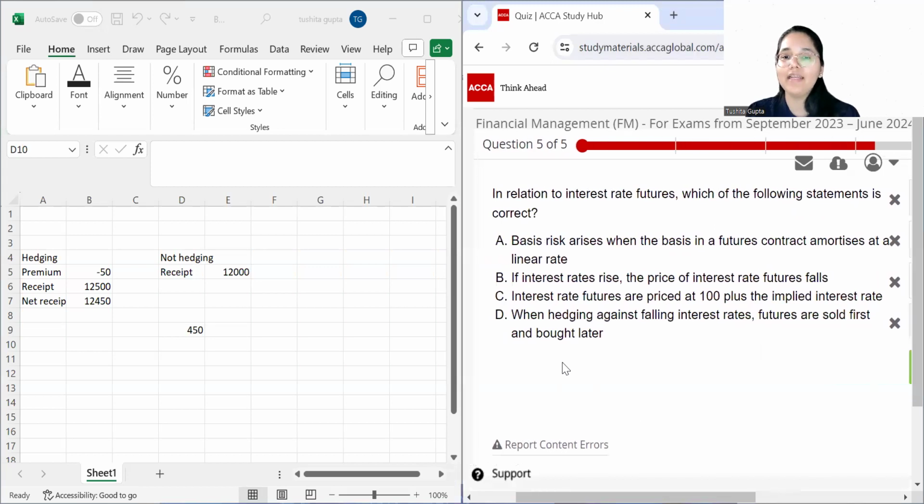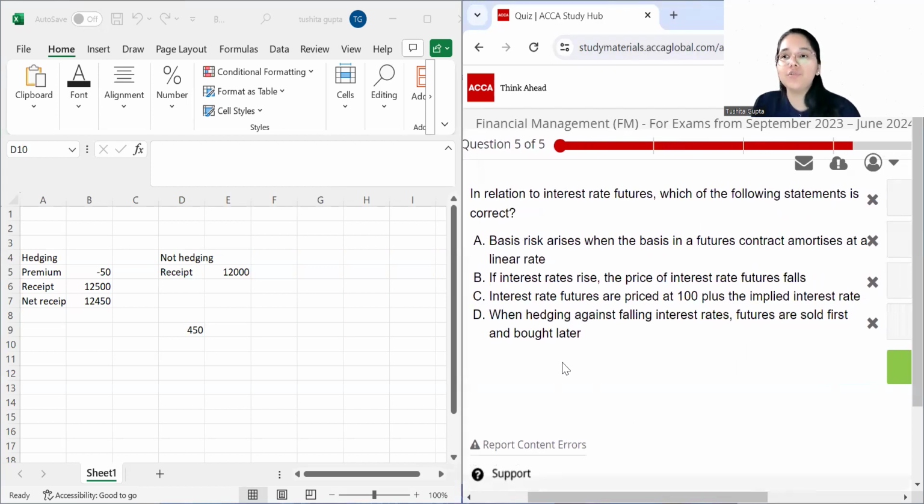Let us move to the very last question for this. In relation to interest rate futures, which of the following statements is correct? Basis risk arises when the basis in futures contract amortizes at a linear rate. This is not the risk. The risk is basically that it will not amortize at a linear rate. Now moving to part B. If interest rate rises, the price of the interest rate future will fall.